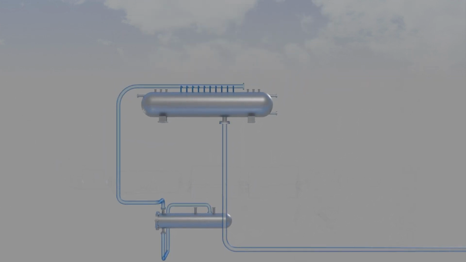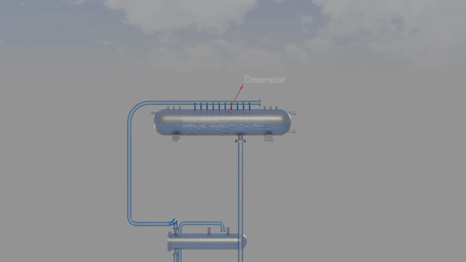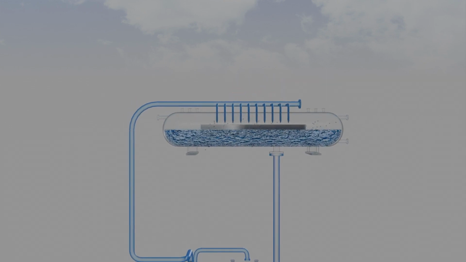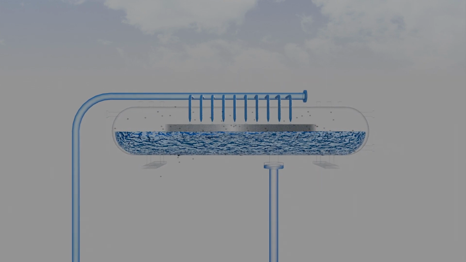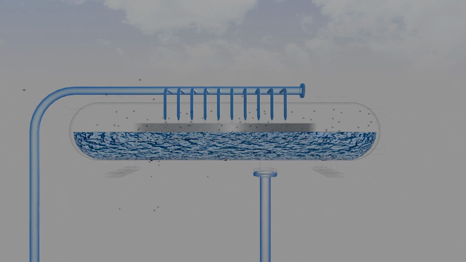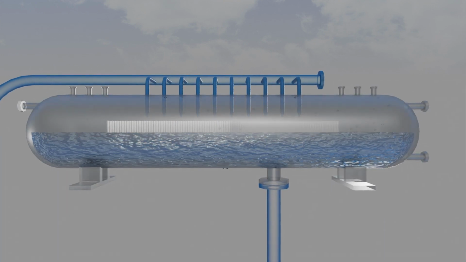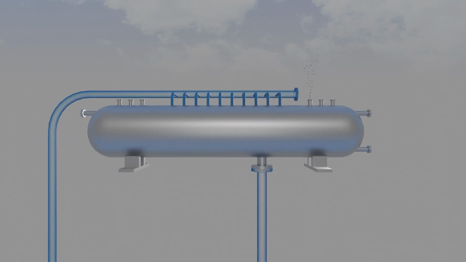Here, the feed water enters the deaerator, where it's sprayed into a chamber and mixed with steam. This process heats the water and releases dissolved gases, like oxygen and carbon dioxide. By removing these gases, the deaerator prevents corrosion and protects the boiler and piping.